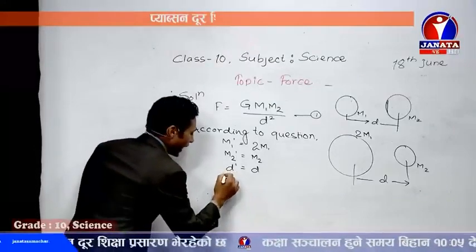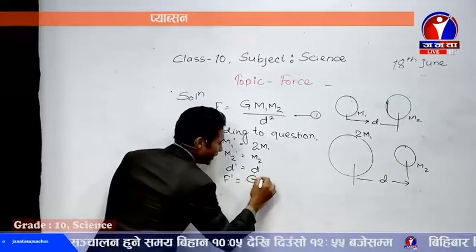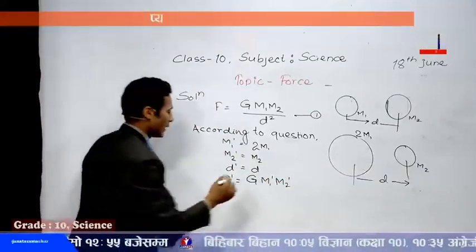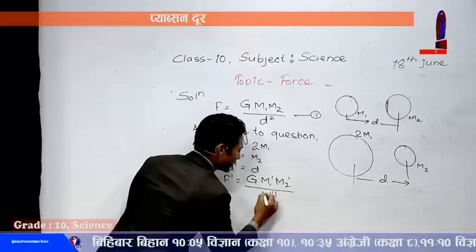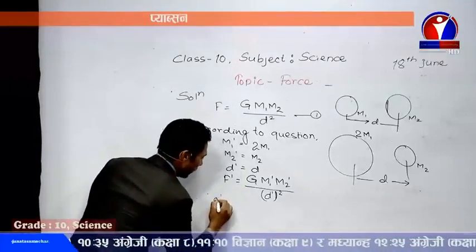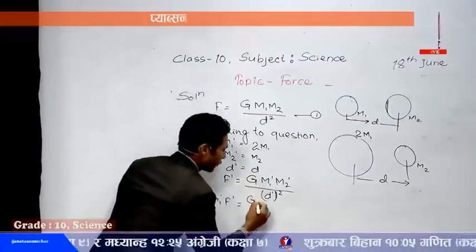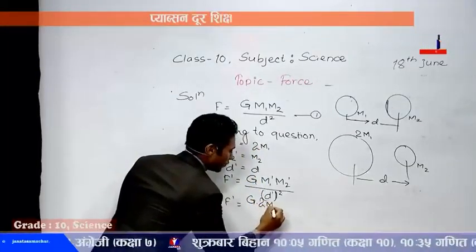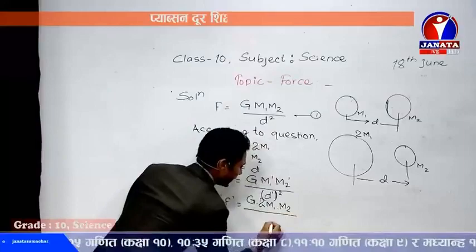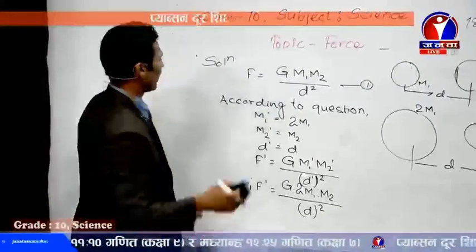Then if F dash is the force of attraction between these two, the formula is G m1 dash and m2 dash, the new masses, divided by d dash to the square. Let's substitute the values of these. F dash equals G as it is, m1 dash from here, that is twice of m1, times m2 dash, which is m2, divided by d to the square. So let me write it down.